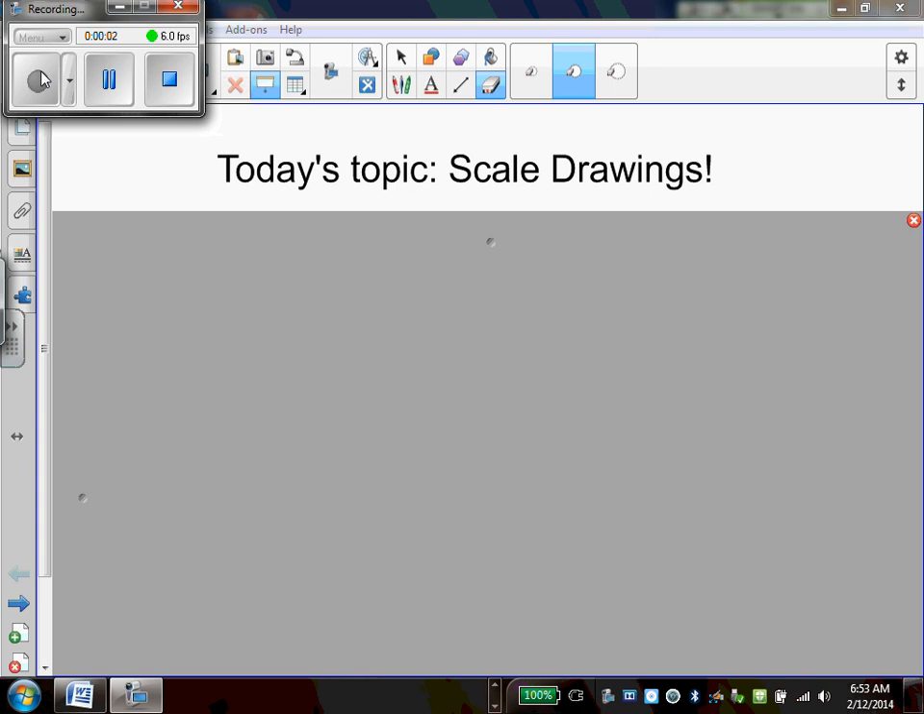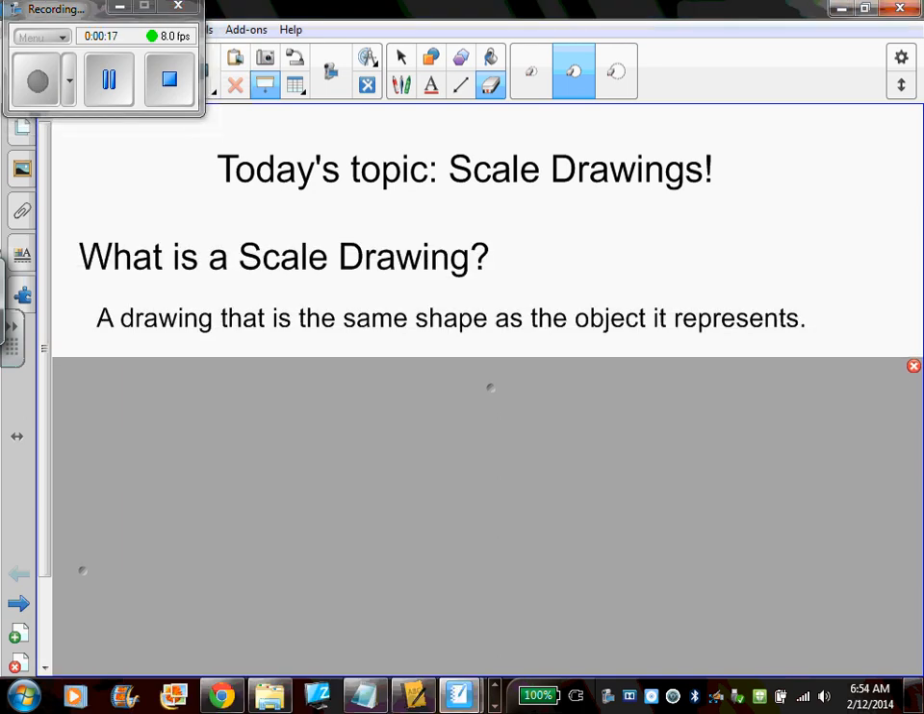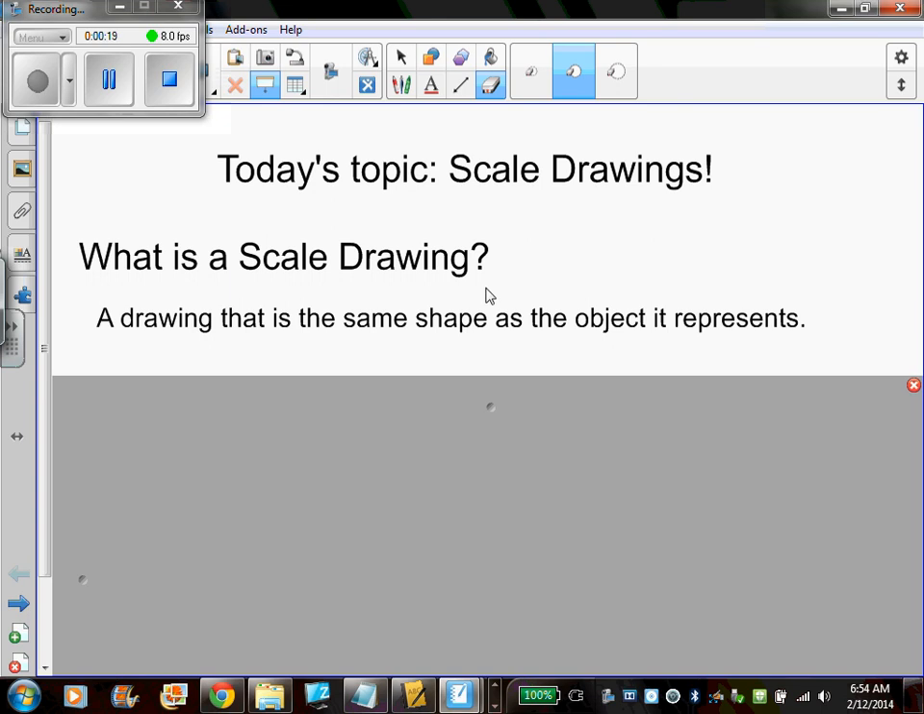Alright everybody, topic for this video coming up is scale drawings and scale, section 6.2 in our book. So, let's get started right away. So scale drawings. What is a scale drawing? Well, it's a drawing that is the same shape as the object that it represents. Simply put, that's what a scale drawing is.